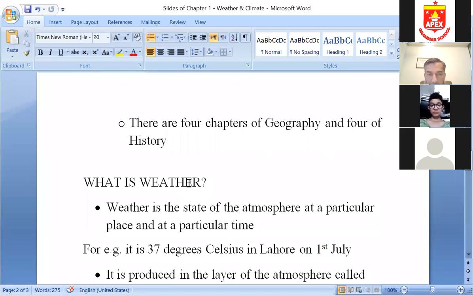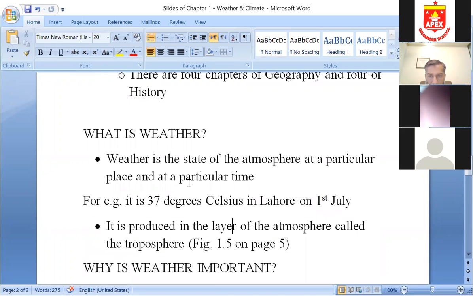So today is 37 degrees in Lahore. Today is 1st of July. So we are talking about a particular place. What place is it? It is Lahore. What time is it? It is 1st of July. So on a particular place, at a particular time, when we talk about the temperature, that is weather. When we come to climate, I'll explain the difference between weather and climate. Weather is produced in the layer of the atmosphere called the troposphere.